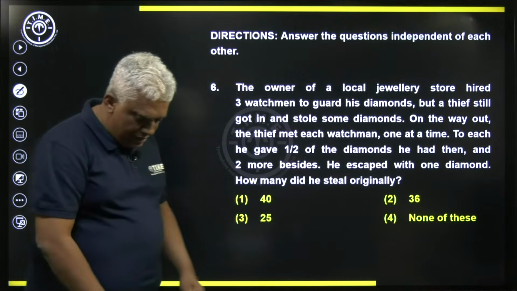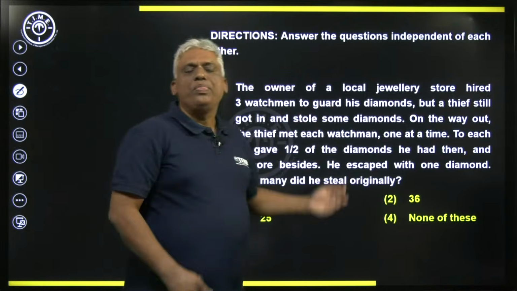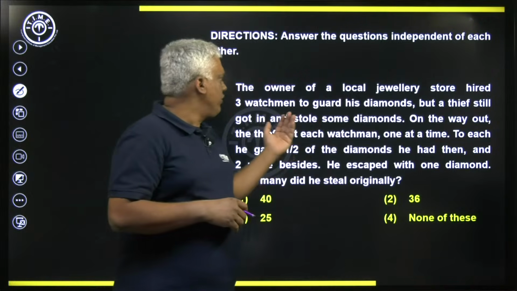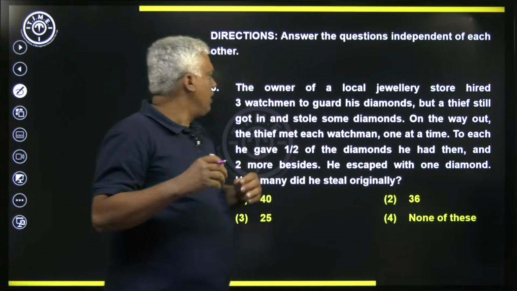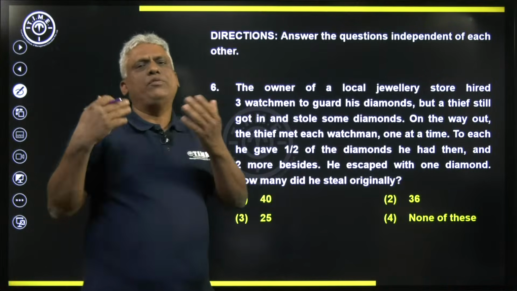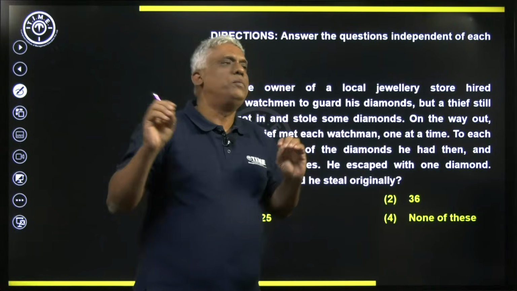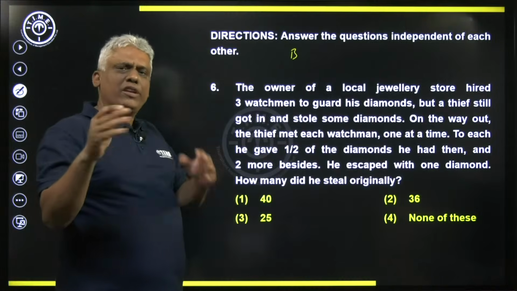Yeah, that's the right answer, Abhijit. Let's see this one. The owner of a local jewelry shop is giving the diamonds to some guards. Before giving to any guard, I'm not talking about the first one, second one, third one, whatever, let's say he has B number of diamonds. Suppose he had B number of diamonds before giving to any guard.